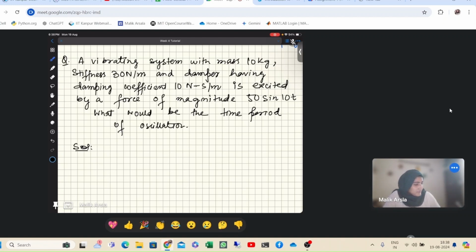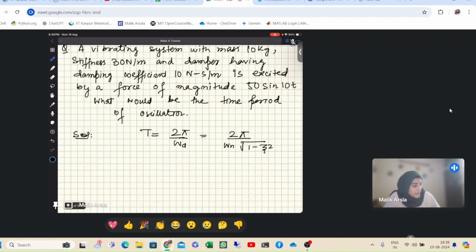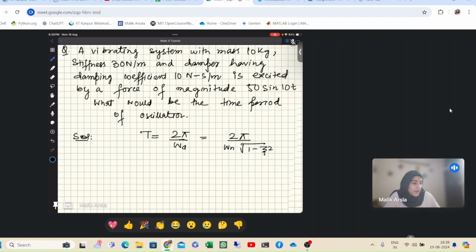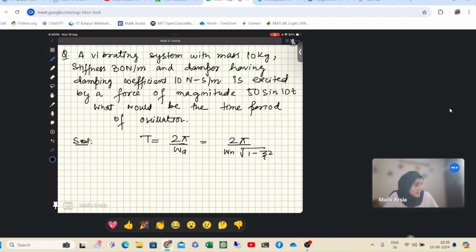So here we know that time period is equal to 2 pi upon omega d. It will not be omega, it will be omega d here. So omega d can be written as omega n into under root of 1 minus zeta square. Now you have to find omega n, you have to find zeta, and then you have to put in this formula and you will get your answer. Now for omega n, it's simple. Omega n is under root of k by m, that is 30 by 10, that is root 3, right?